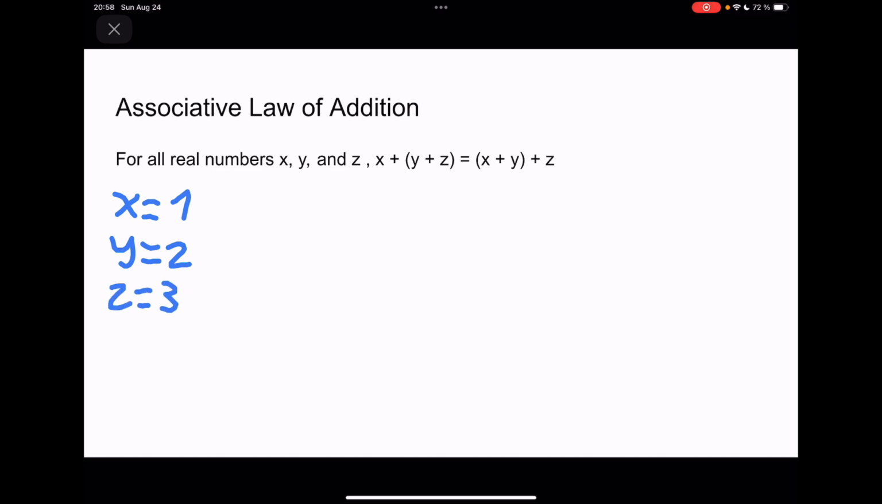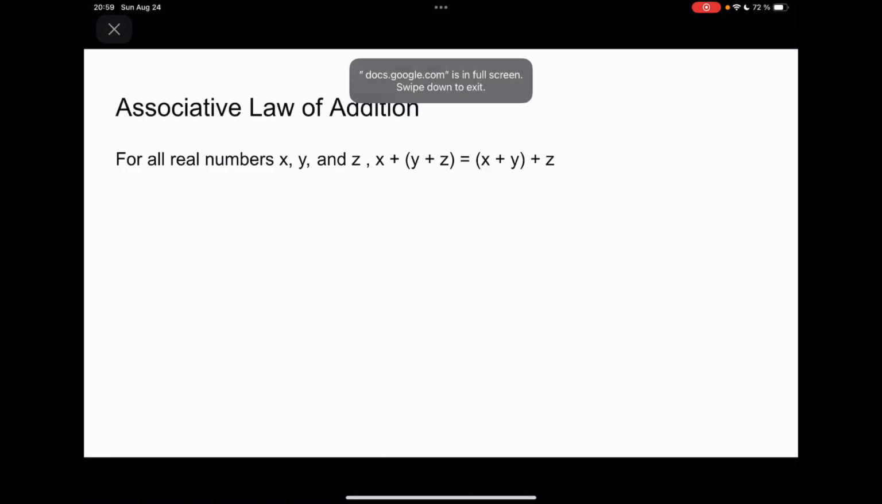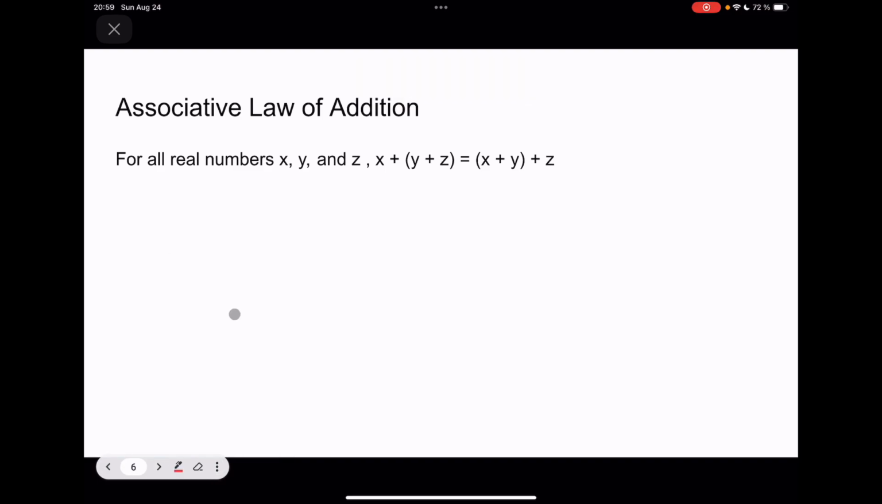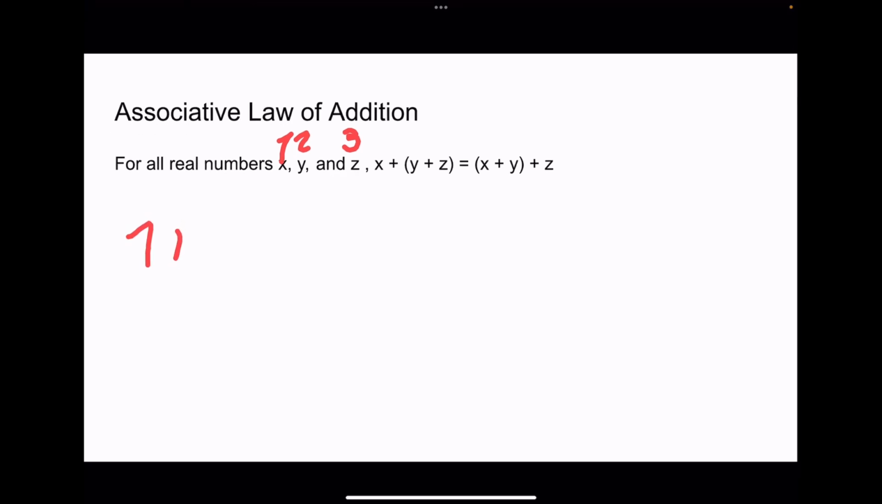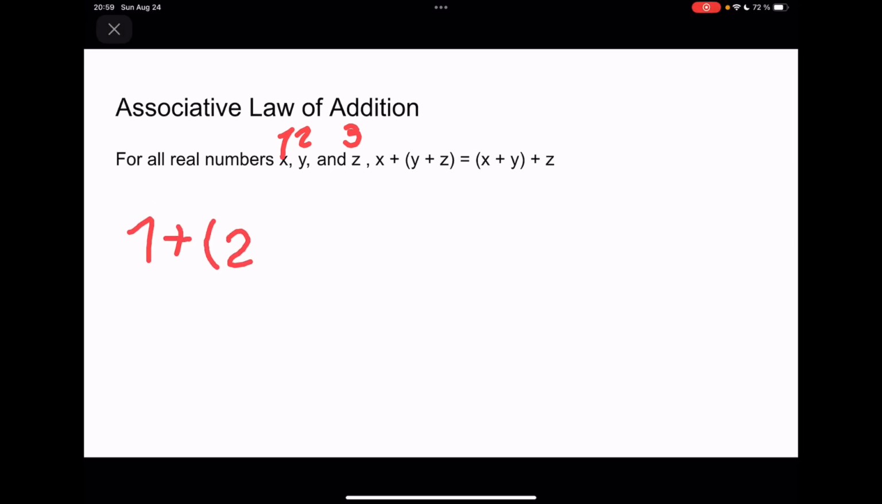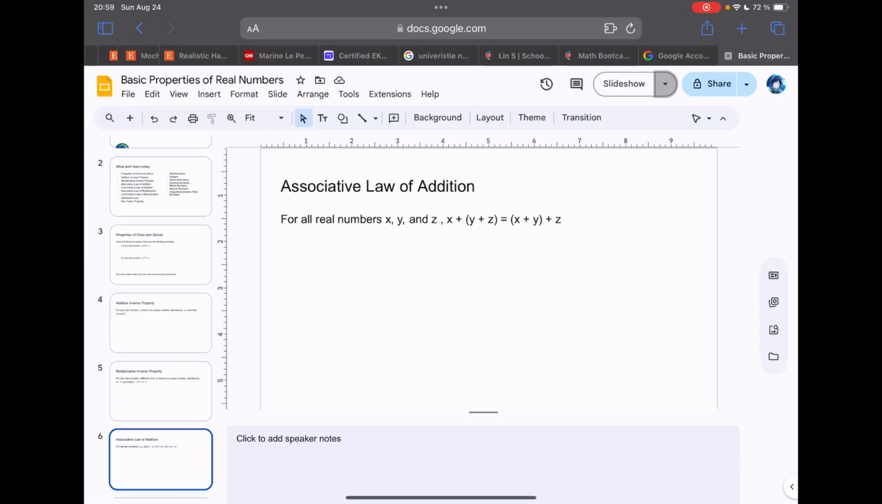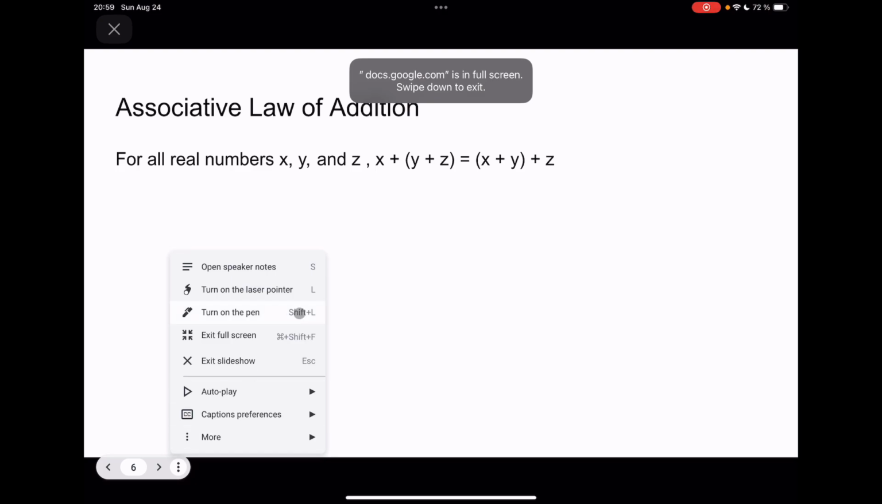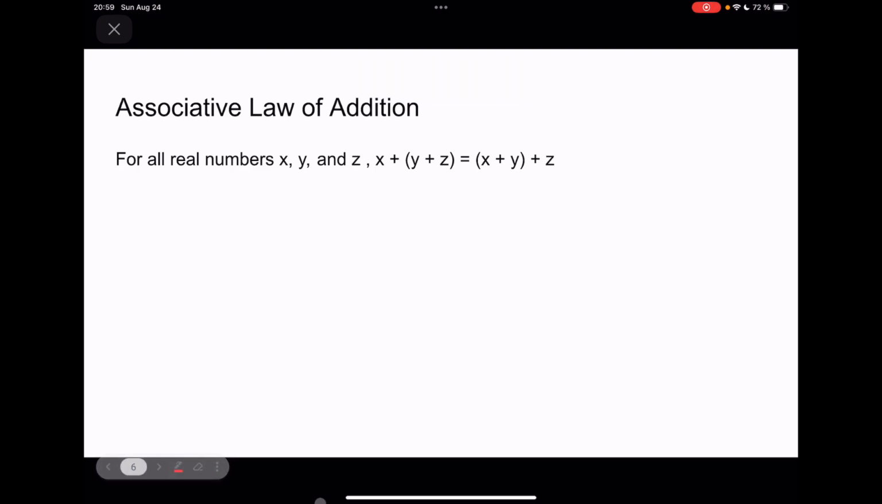Just for simplicity's sake. So x plus, hello, this is getting annoying. If you can't tell, this is like my 4th or 5th time trying to do this, and it keeps messing up, and I just don't care anymore.